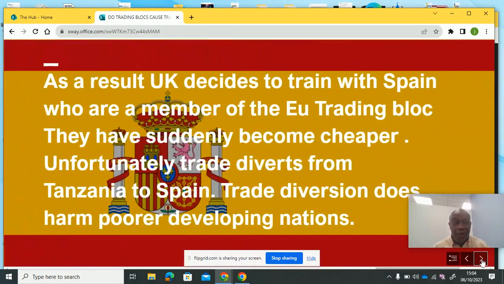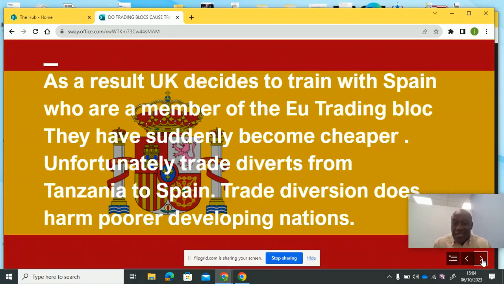And then suddenly now it's a really difficult situation because it's now very expensive. So as a result of that, the UK decides to trade with Spain, who haven't got the same comparative advantage as Tanzania. However, they do not pay any tariffs. So they are much, much cheaper.